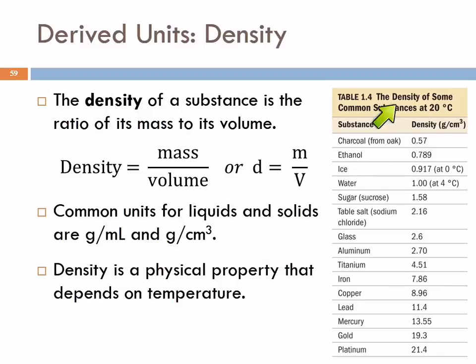And over here we have a table just giving some densities of common substances. You don't need to memorize this table except for this one. At 4 degrees Celsius, the density of water is 1.1 gram per cubic centimeter, or 1 gram per milliliter, because they're exactly the same thing. You should know that.